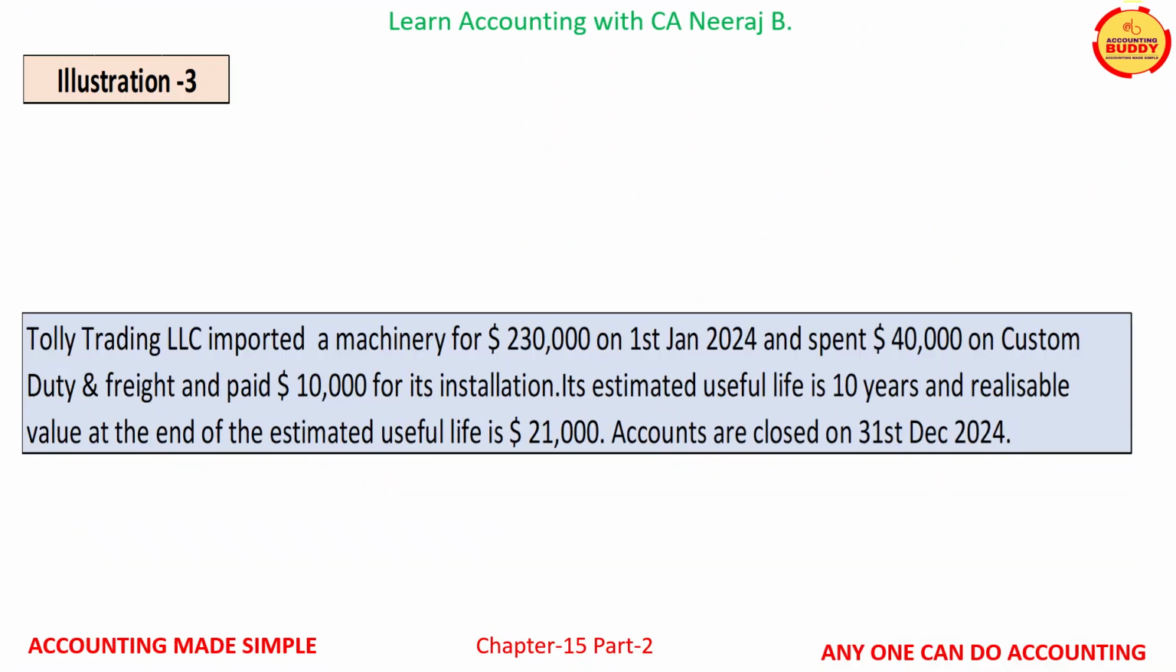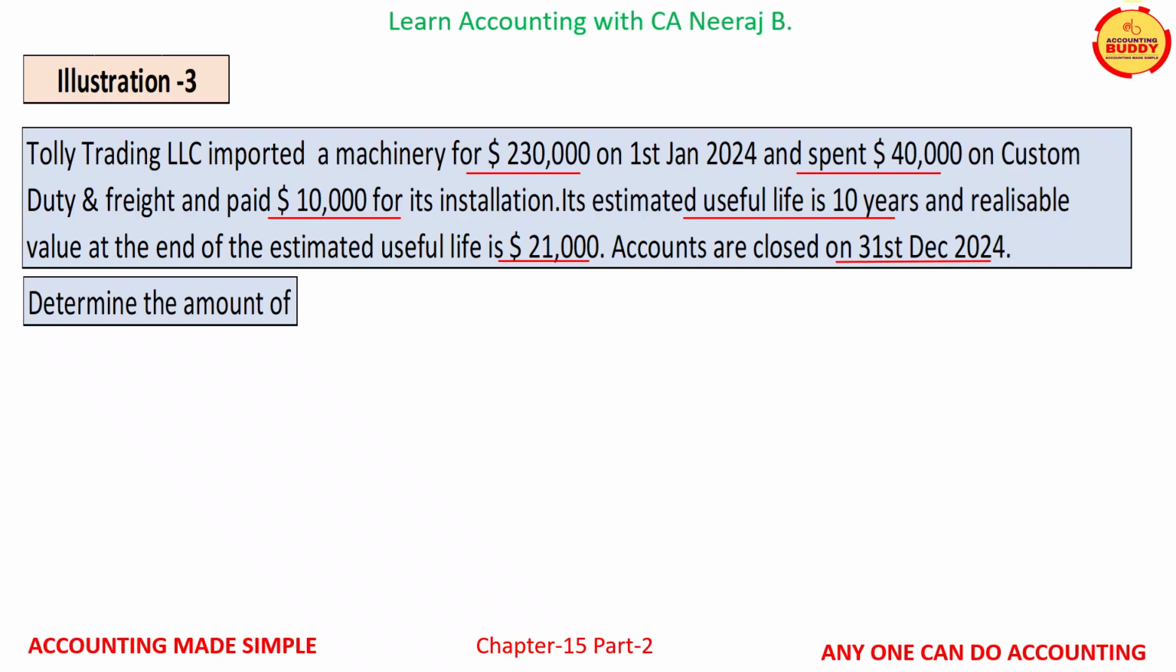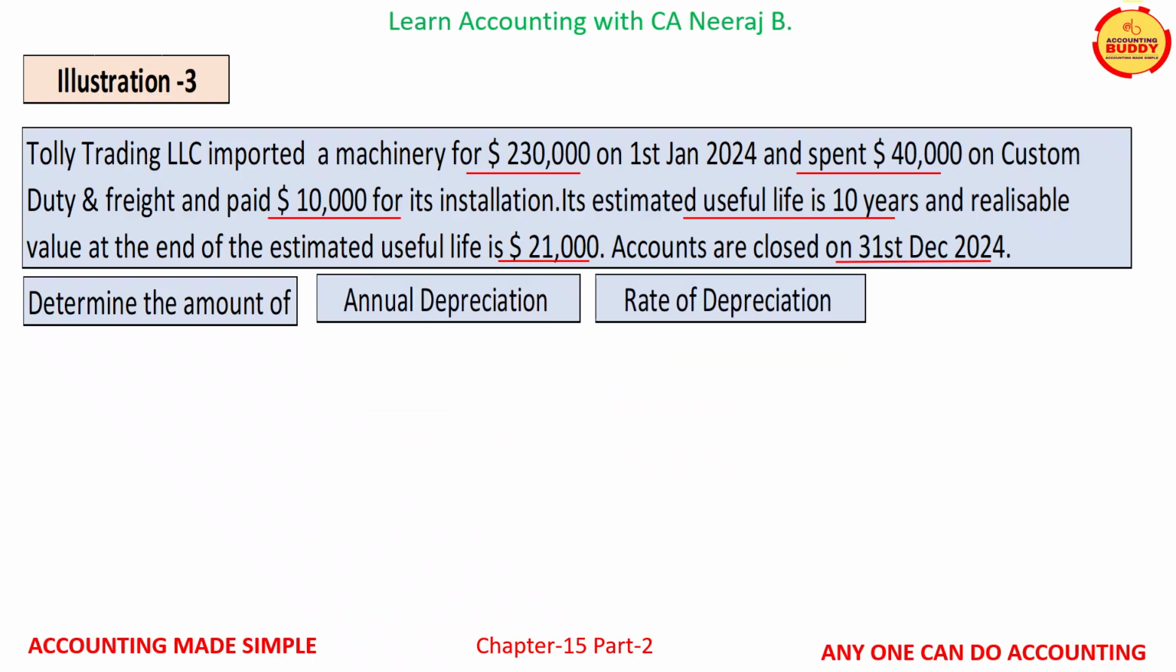Another illustration on your screen: Tully Trading LLC imported a machinery for $230,000 on 1st of January 24 and spent $40,000 on custom duty and freight, and also paid $10,000 for its installation. Its estimated useful life is 10 years and the realizable value at the end of the estimated useful life is $21,000. Accounts close on 31st December 24. Determine the amount of annual depreciation and the rate of depreciation. Let us first find out the total cost of the machinery imported.